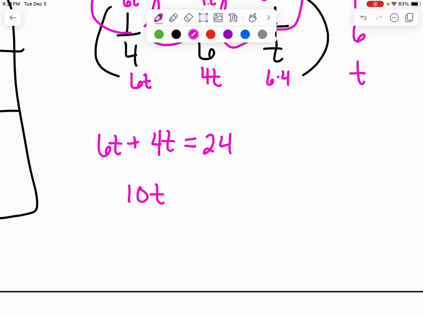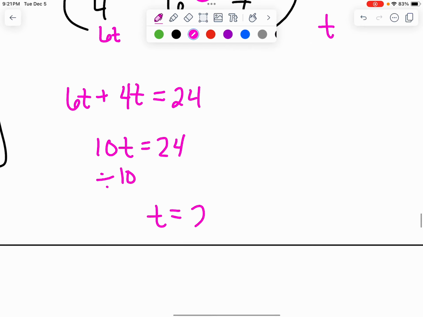10T equals 24. Divide by 10. And how long is T? T is 24/10, which is 2.4 hours if they work together.